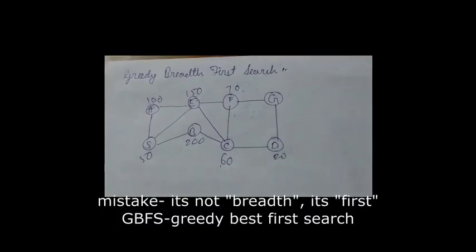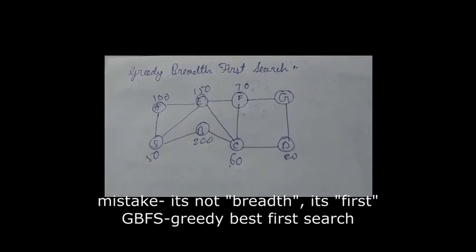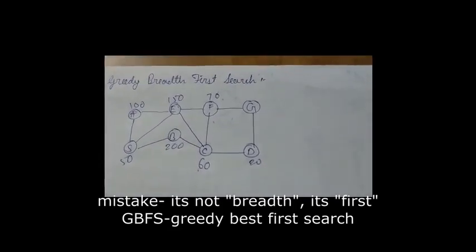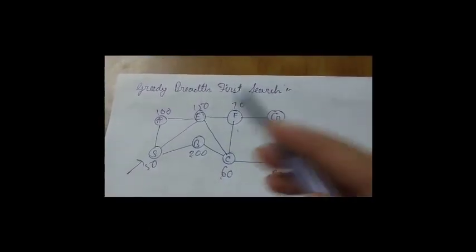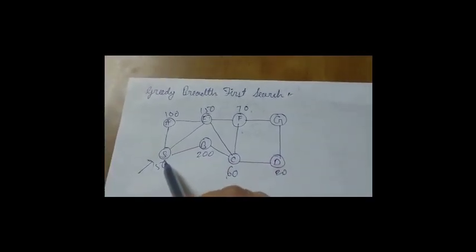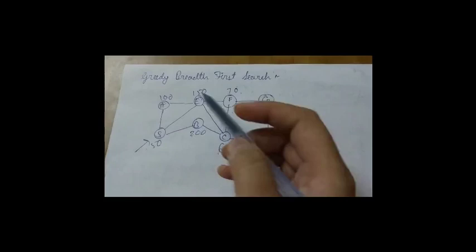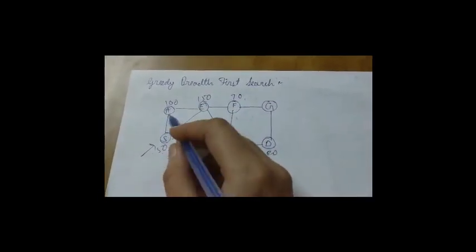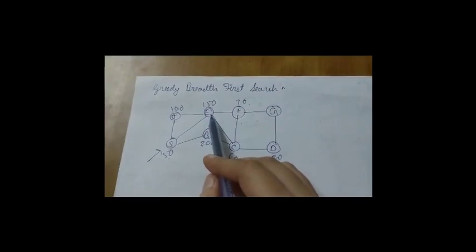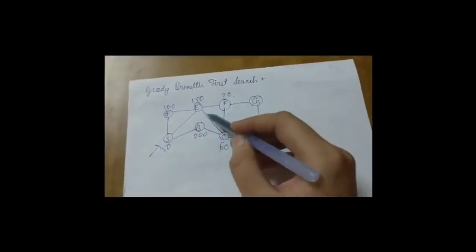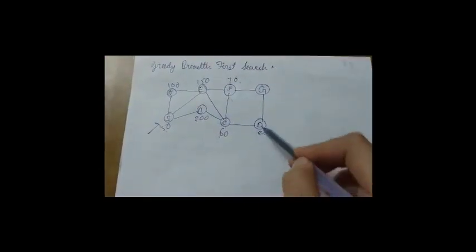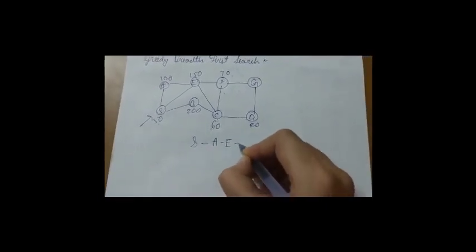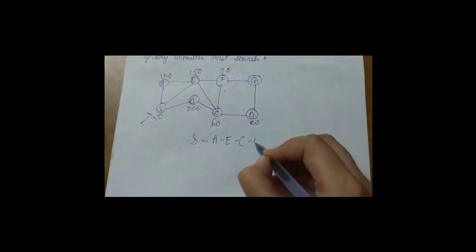Now greedy BFS. This greedy BFS will choose a neighbor node with minimum cost. So start from this S. Here costs are also given for each node. Then from here it can either go to A, E or B, but the minimum is A, 100. So it will go to 100. Then it will go to 150. After this it can go to either C or F. So it will choose this C, thereafter D and G. So the path will be S, A, E, C, D and G.